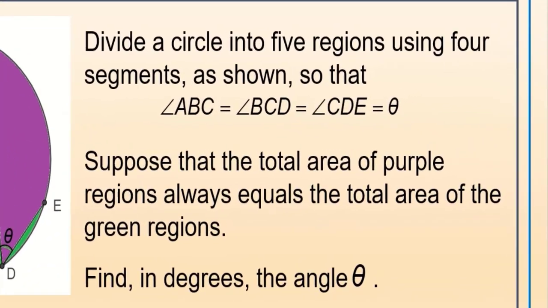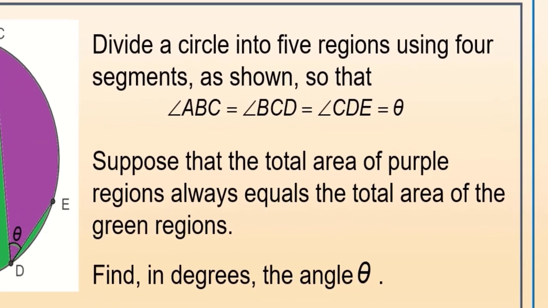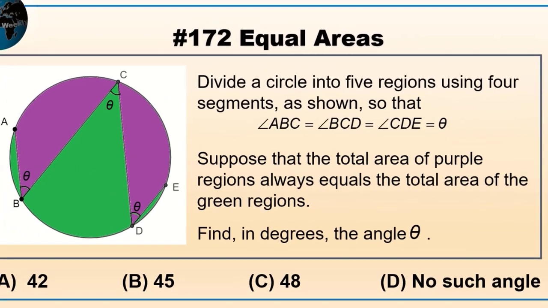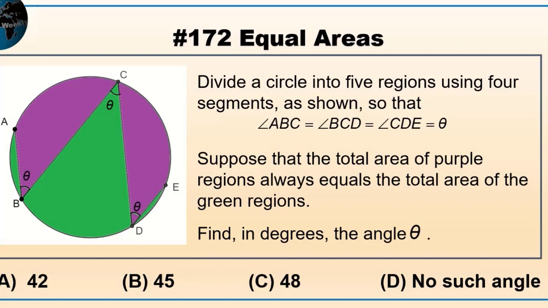For today's question, we are going to divide a circle into 5 regions using 4 segments as shown here, so that the angle ABC equals the angle BCD equals the angle CDE, and let it be theta. Suppose the total area of the purple regions equals the total area of the green regions. We also want to find, in degrees, the angle theta.